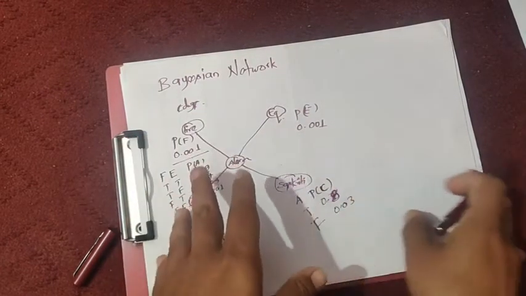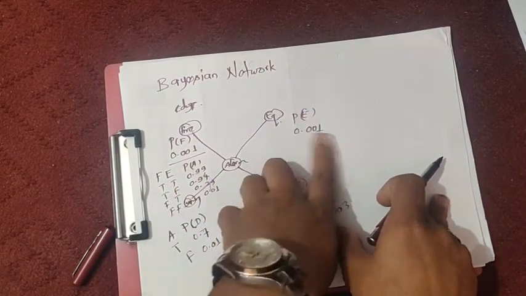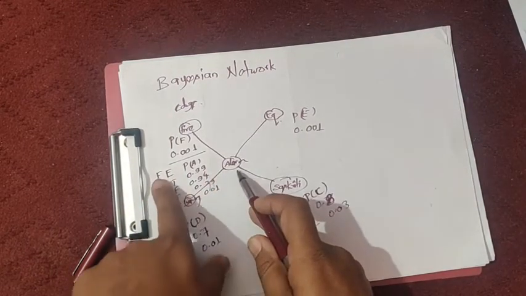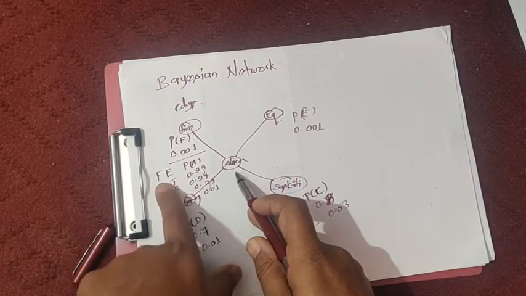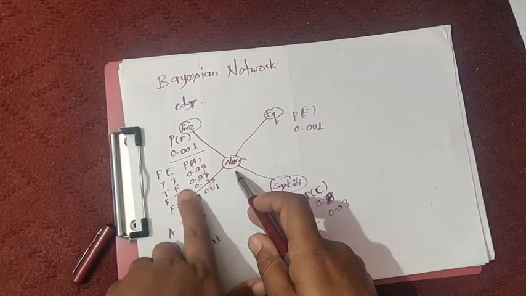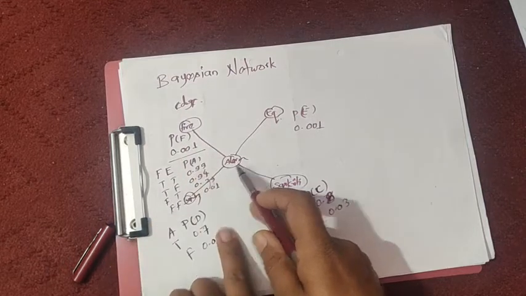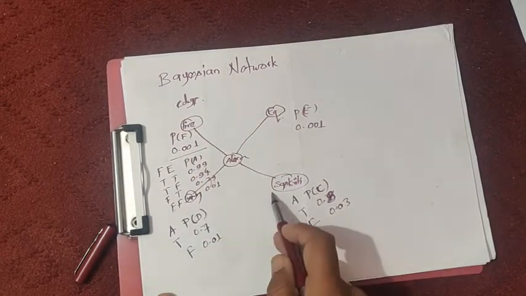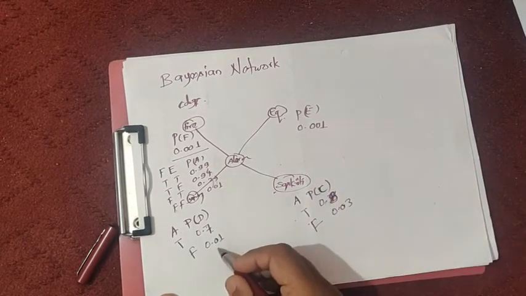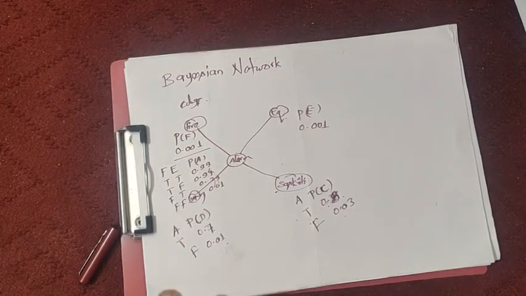So this graph explains that the probability of occurrence of fire is 0.001, the probability of occurrence of earthquake is 0.001, and the probability of the alarm ringing when both earthquake and fire occur is 0.99. If fire occurs but earthquake does not occur, the probability is 0.94. Similarly, for Suraj and Sanskriti, the probabilities of calling are 0.7, 0.01, 0.8, and 0.03.